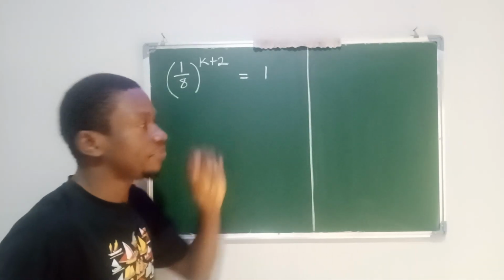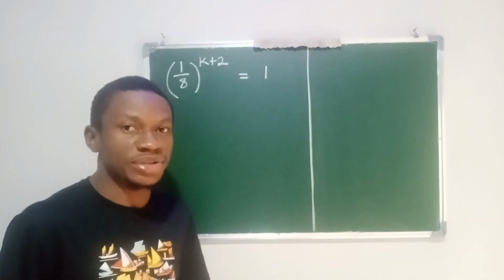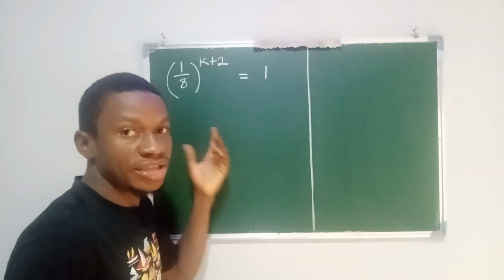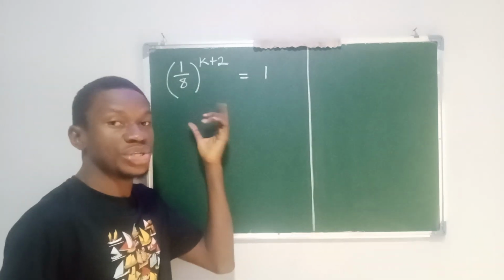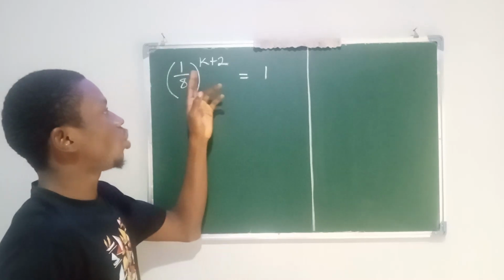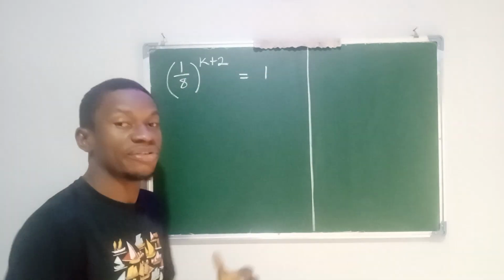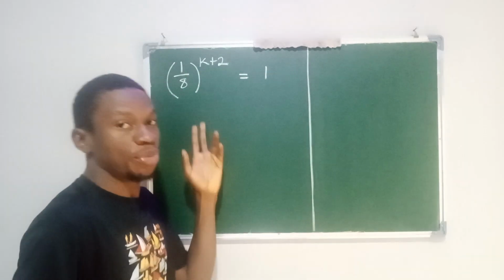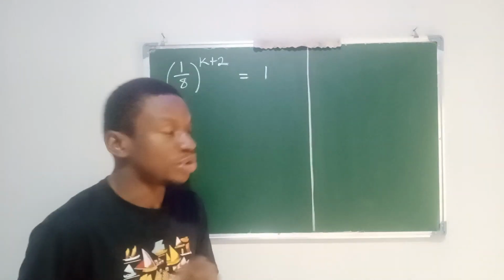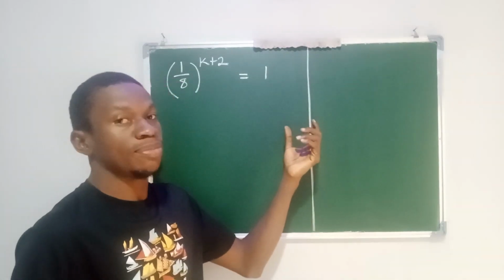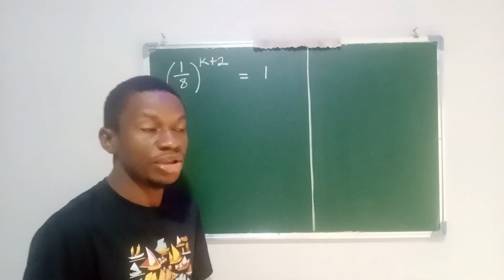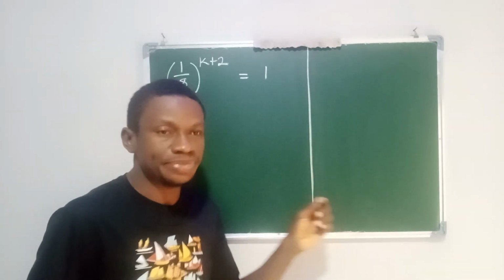So here is a problem, and we are asked to find the value of k in this problem. Now, there are two ways of going about this problem. The first way is to see how we can make the bases on both sides of the equation the same, and then we can equate the powers, and from there we can find the value of k. And the second method is to apply the laws of logarithm, to see how we can apply them, and from there we find the value of k.